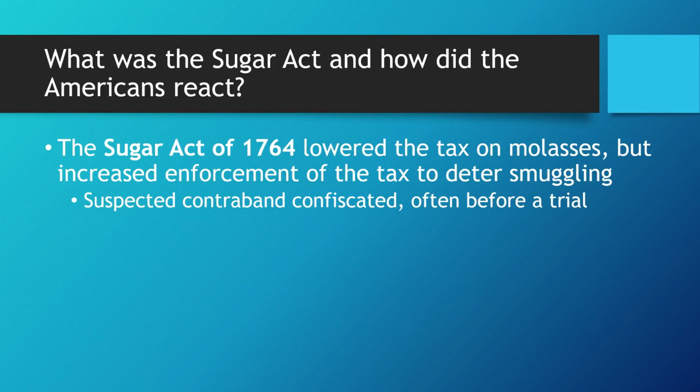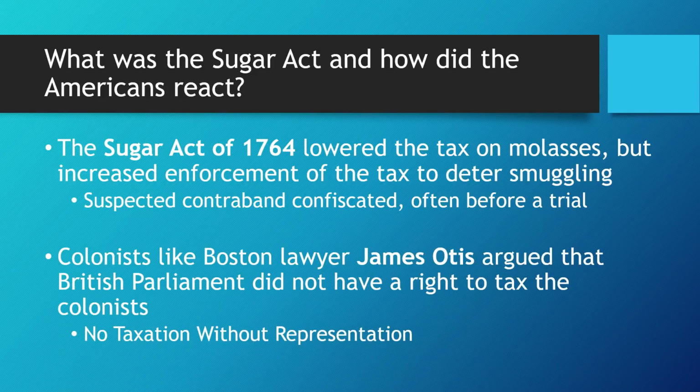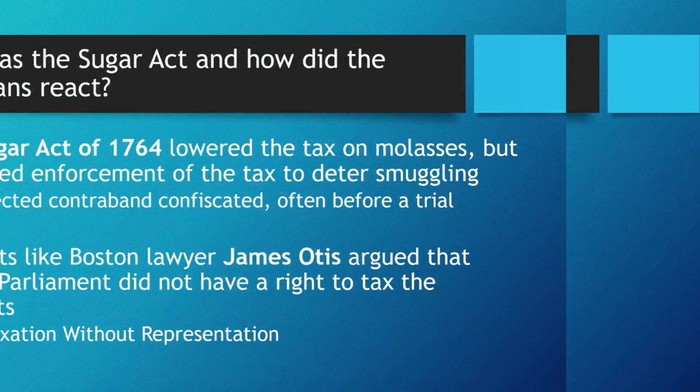As I said, the tax was lowered, but the enforcement of the tax increased to prevent smuggling. The net result is the colonists would end up paying more tax. This enforcement included the confiscation of any suspected contraband or illegal sugar or molasses, often before any trial was held to determine guilt. Many colonists, like Boston lawyer James Otis, argued that Parliament in Britain did not have the right to tax the colonists because the colonists had no representatives there in Parliament. This is the birth of the Patriot slogan, "No taxation without representation."